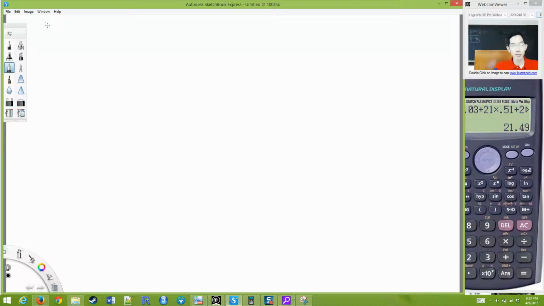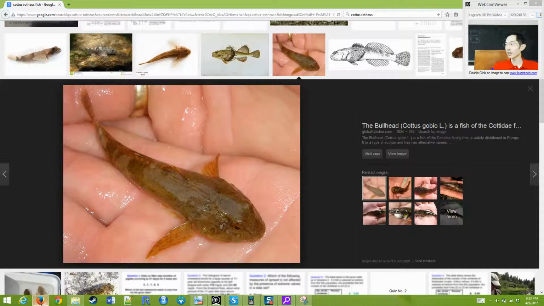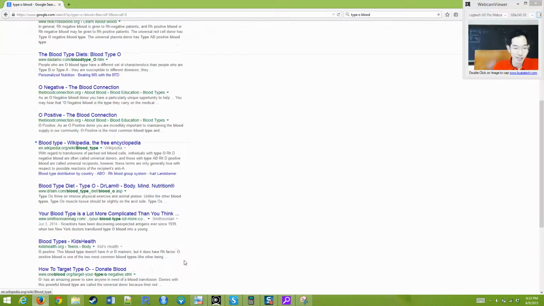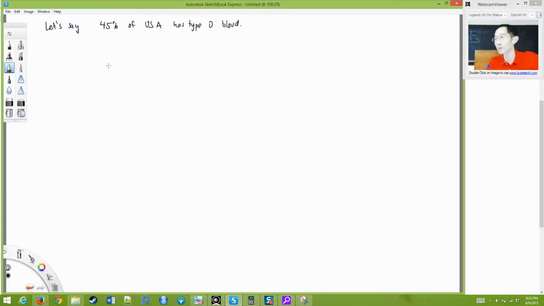Let's say 45% of the USA has type O blood. It's something around there. I'm making this number up. I think O is the most common? No? A. I've got to look this up now. Type O blood frequency. Let's see. Blood types. Oh, now I have to deal with RH factor. Okay, we're just going to say type O blood is 45%. Even if it's not true, let's just say for the sake of this example that it is.